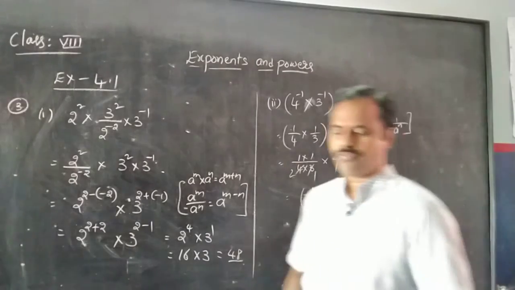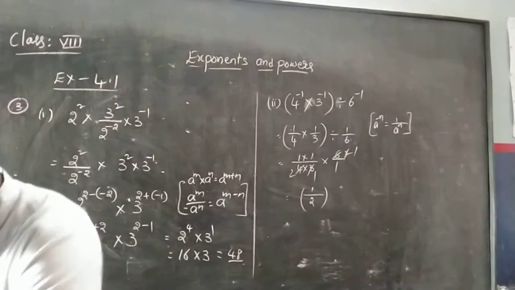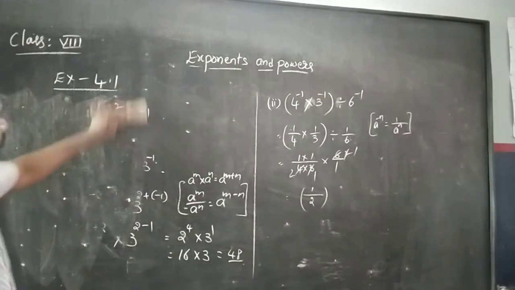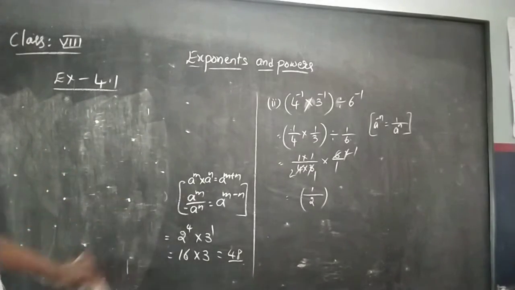Now we go to the fourth question. What is given there in the fourth question? It is again given there: simplify the following and give reasons.